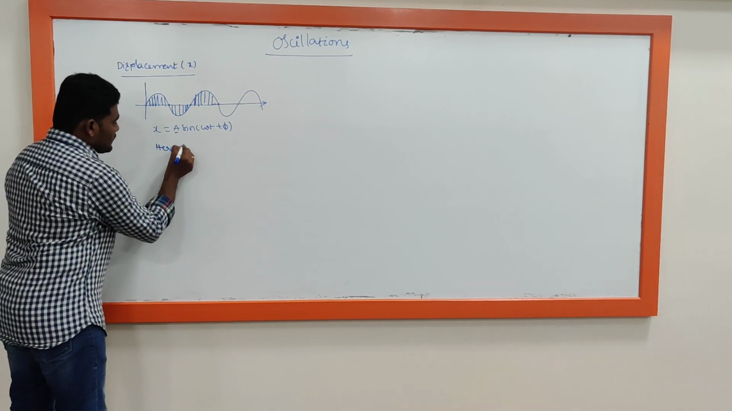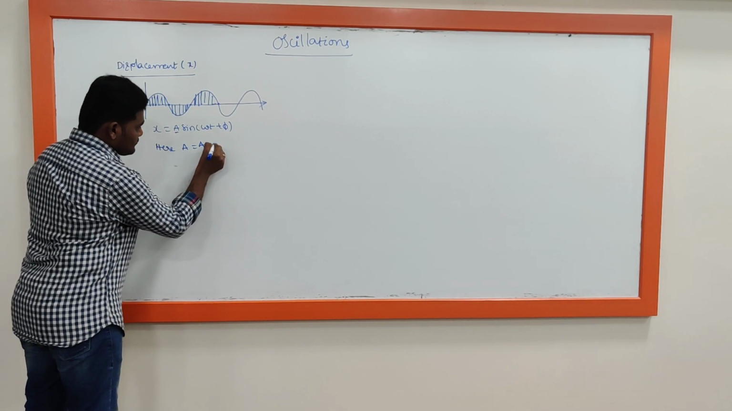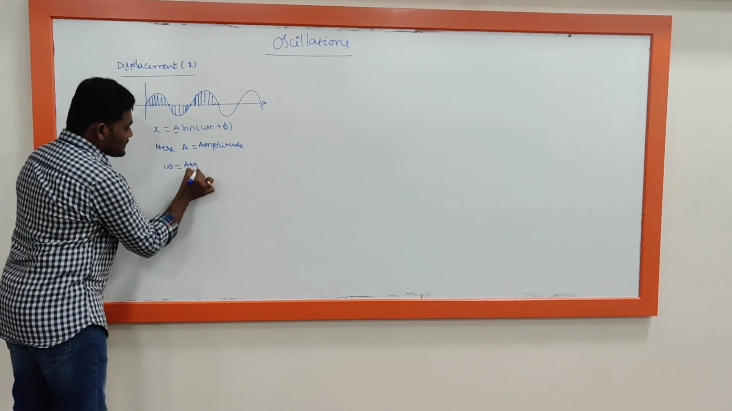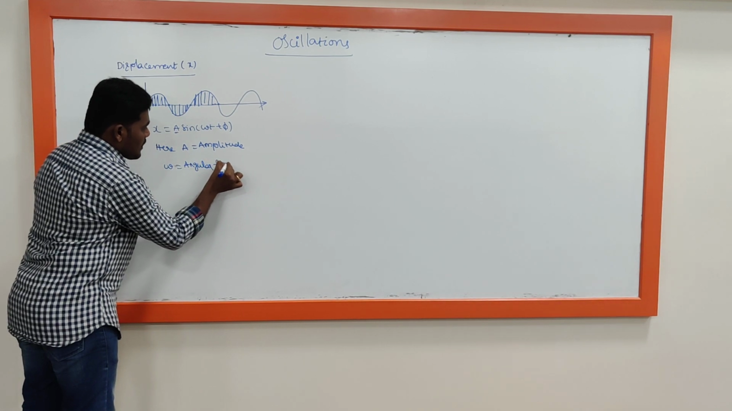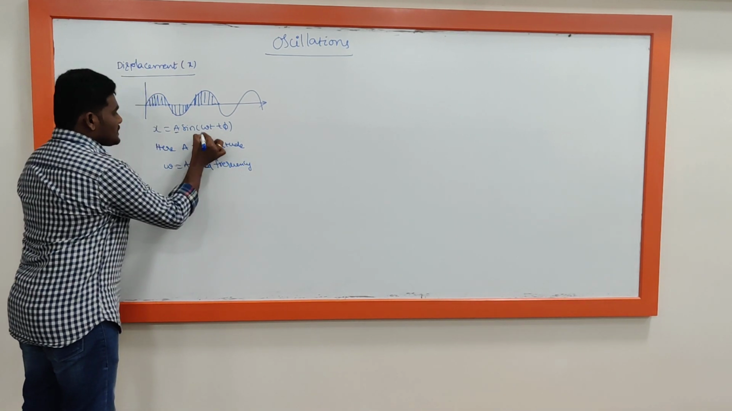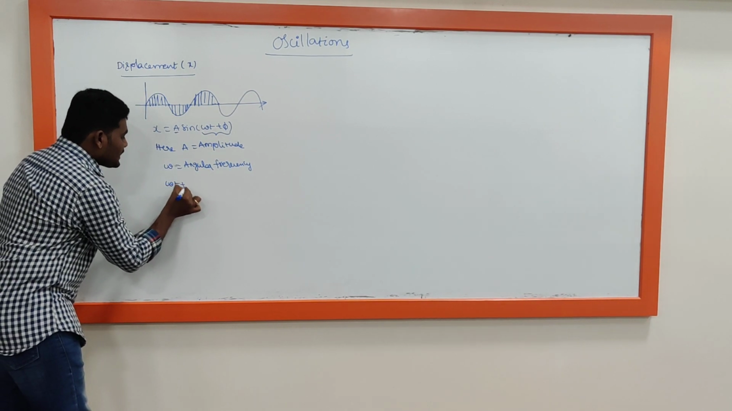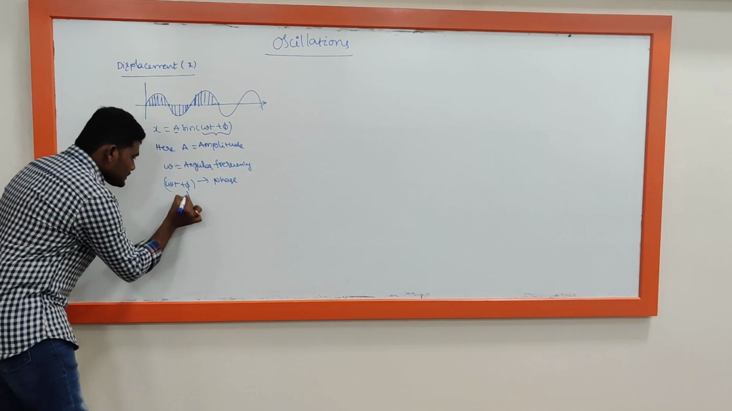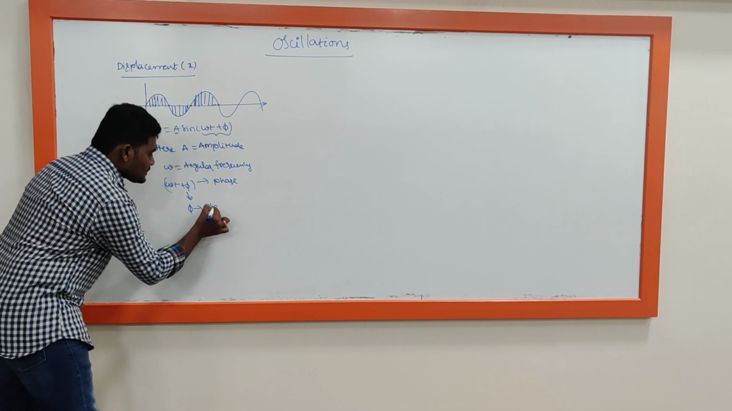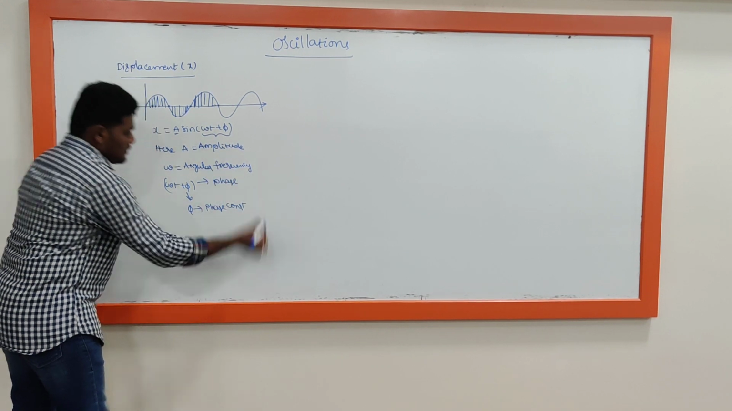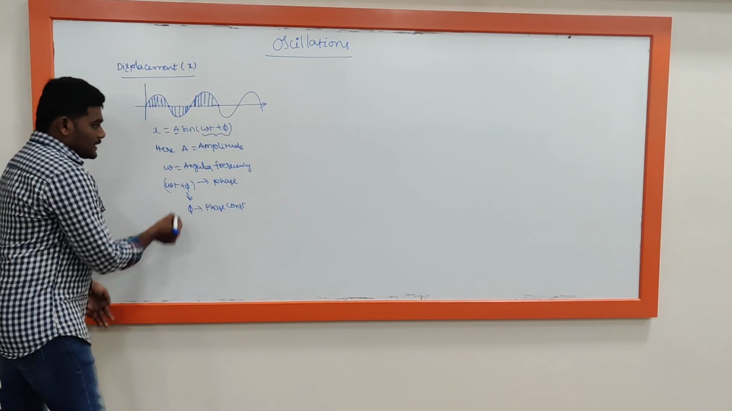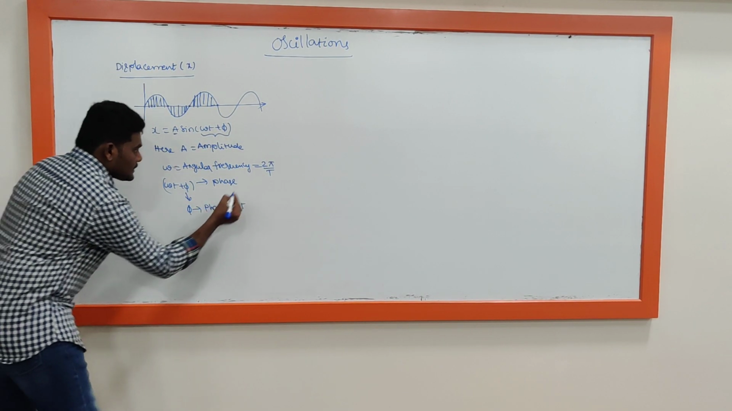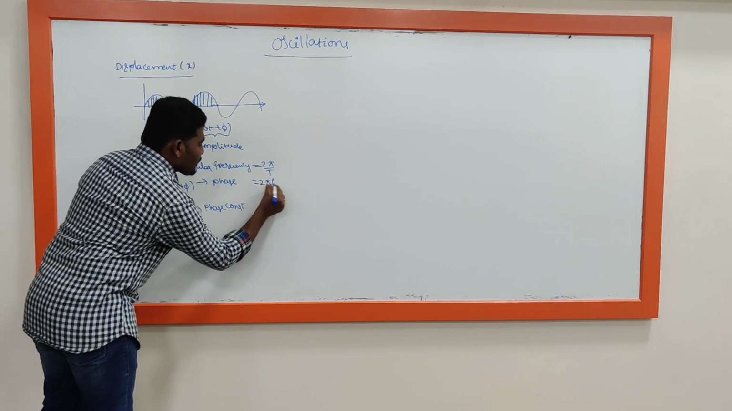Here a is equal to amplitude, then omega equal to angular frequency, and this one, total omega t plus phi, is said to be the phase. Here phi is said to be the phase constant. Then you can write omega equal to 2 pi by T, otherwise we can write 2 pi into f also.